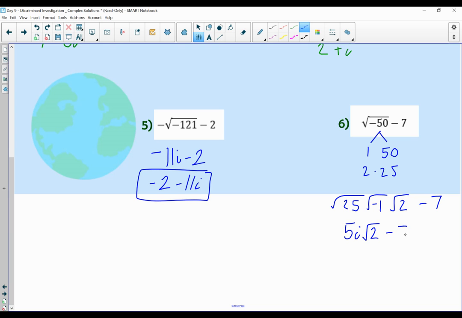Minus 7. But again, now I have my imaginary first, so I don't want that. So I just need to switch these now. So I'm going to change it to negative 7 plus, because this is a positive 5i root 2, so 5i square root 2. All right. And that was the practice.